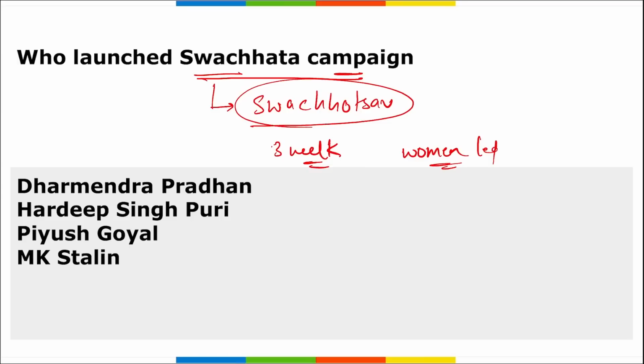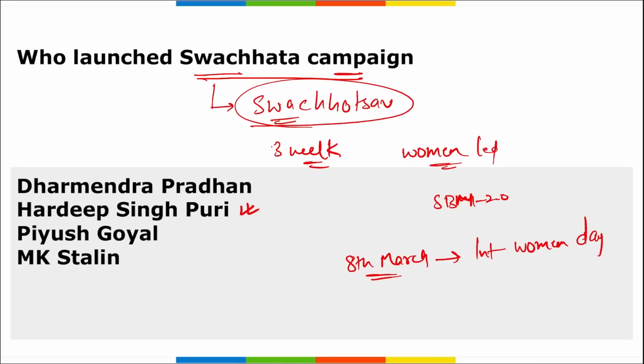Alright, it is a women led Swachhta campaign. This was led under the Swachh Bharat Mission 2.0. Alright, this was launched under Swachh Bharat Mission Urban 2.0. It is a women led Swachhta campaign, that is Swachhotsav, and it was launched by whom? It was launched by Hardeep Singh Puri ji. This particular Swachhotsav was launched on 8th of March, and we know 8th of March is known as International Women's Day. Alright, on this day only, on 8th of March only, this Swachhotsav or Swachhta campaign was launched by Hardeep Singh Puri.